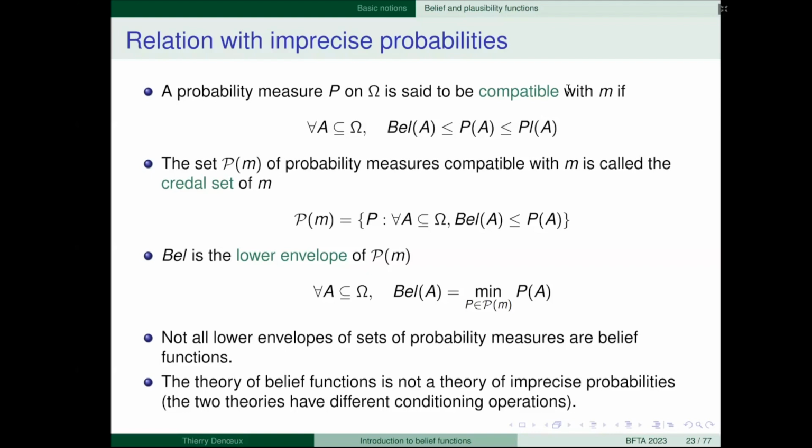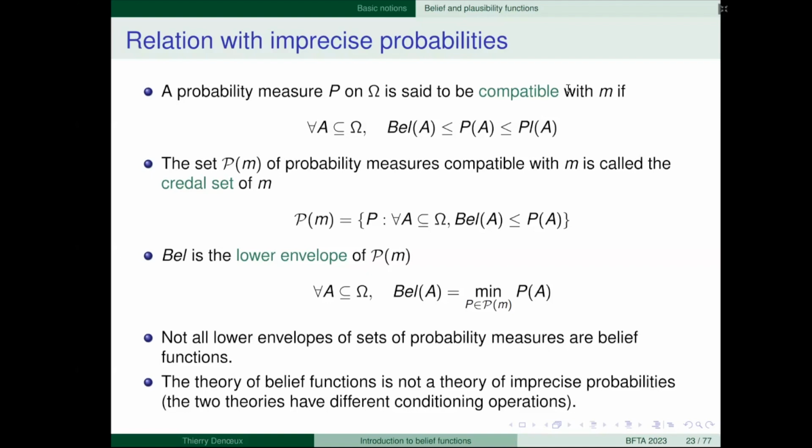Okay, but here we have to be careful that if you start with a set of probability measures and you take the lower envelope, it is not always a belief function. So a belief function defines some kind of set of probabilities. In general, you have other theoretical approaches that work with sets of probability measures, and this approach is distinct from belief functions. If you start with any set of probability measures and take the lower envelope, sometimes it's a belief function, sometimes not. So in some sense, the notion of a set of probability measures is more general than a belief function.